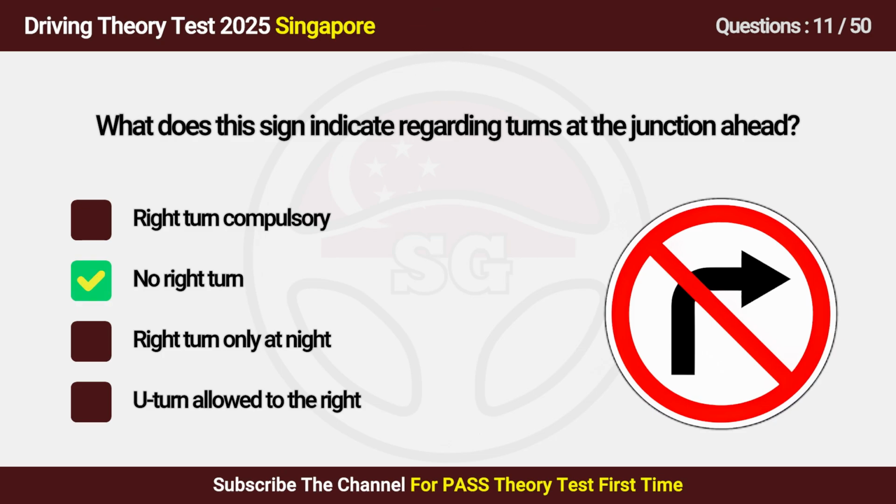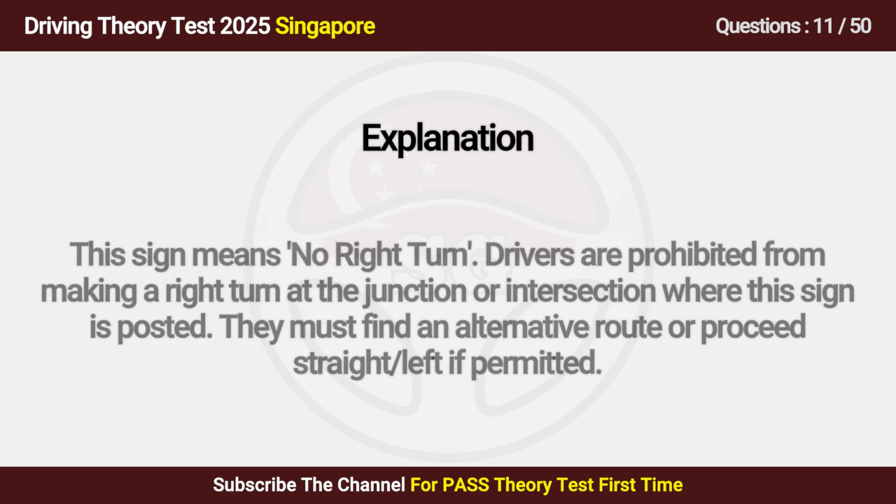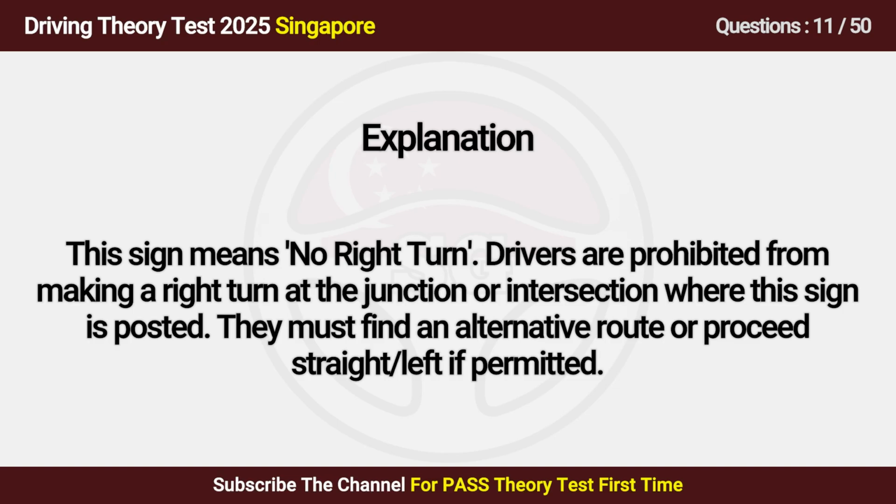Answer is B. No right turn. This sign means no right turn. Drivers are prohibited from making a right turn at the junction or intersection where this sign is posted. They must find an alternative route or proceed if permitted.